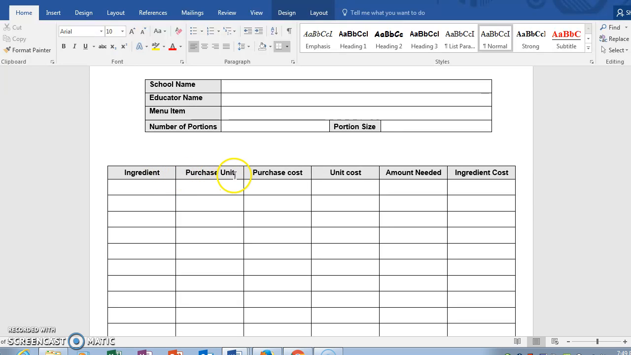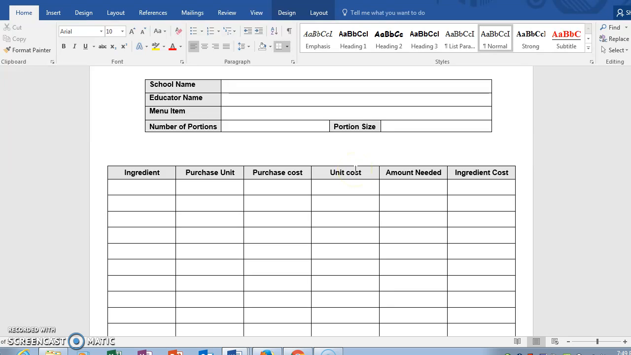The purchase unit, and what that means is when you went to the store to buy it or you ordered it through your supplier, how did it come? Did it come like in a 5-pound bag? Did it come in a 24-ounce can? How did you have to purchase it? What size did you have to purchase it? And then how much did that cost? Okay. And then a unit cost.